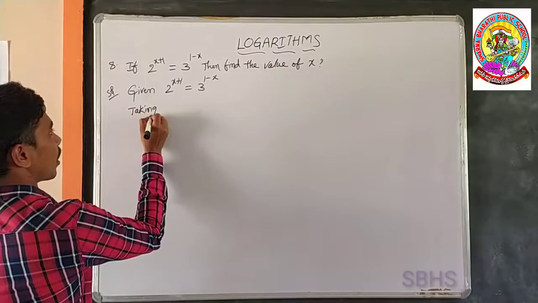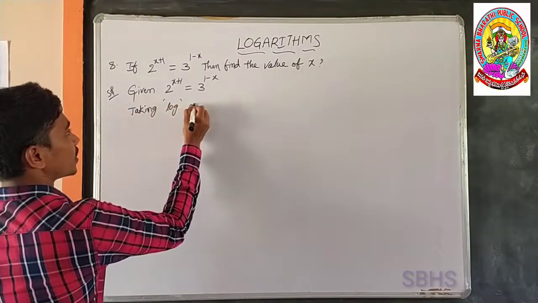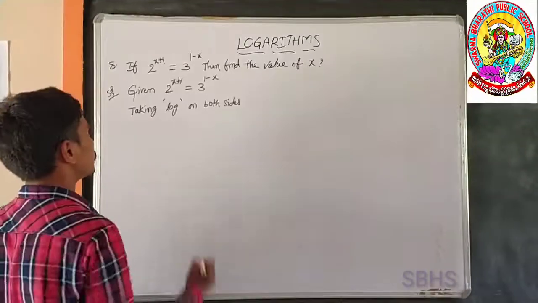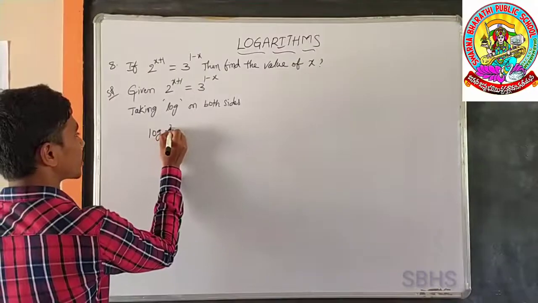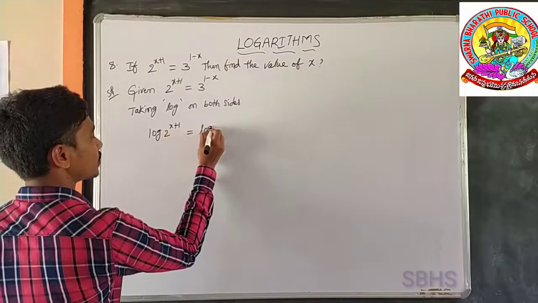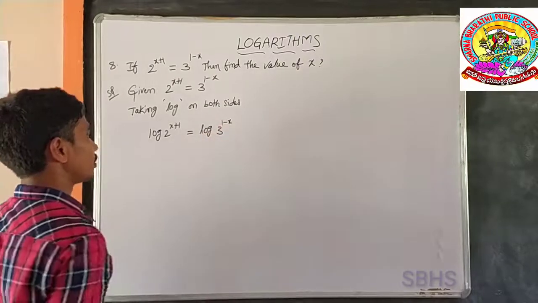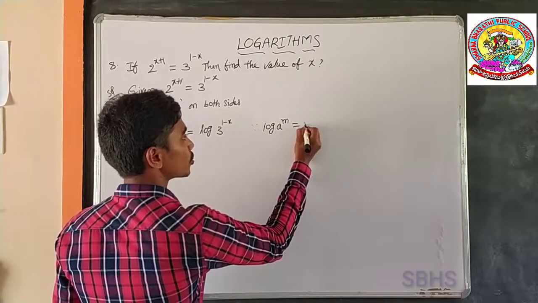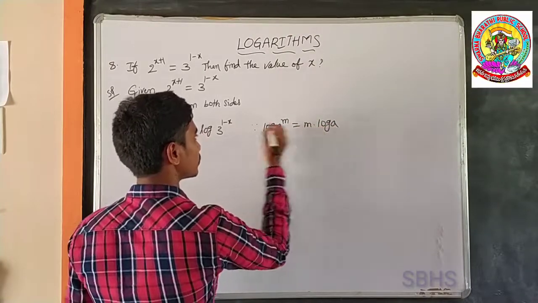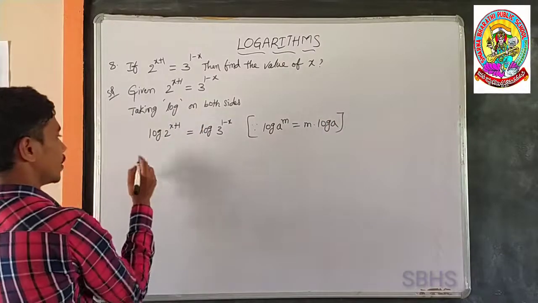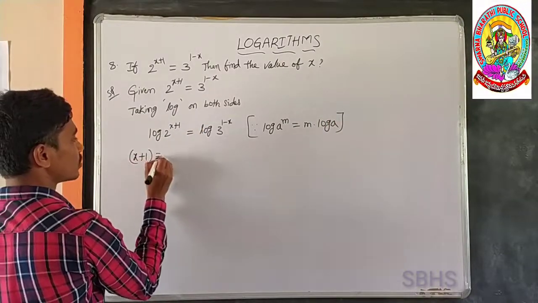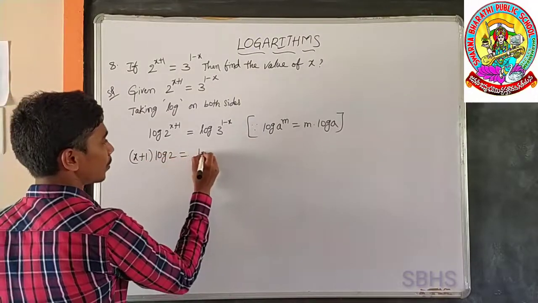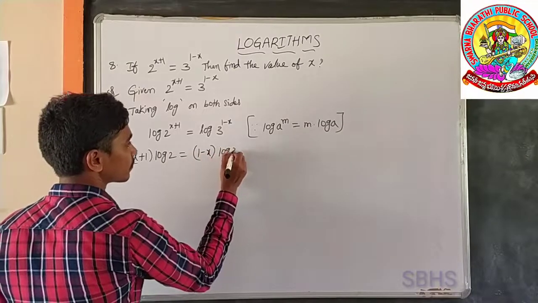Taking logarithms on both sides. Log of 2 power x plus 1 is equal to log of 3 power 1 minus x. Using log a power m is equal to m into log a, x plus 1 into log 2 is equal to 1 minus x into log 3.